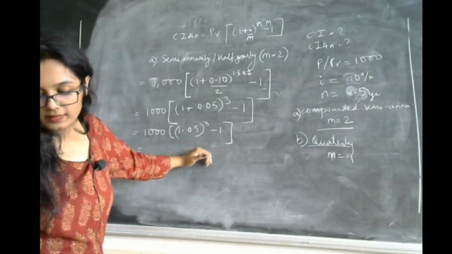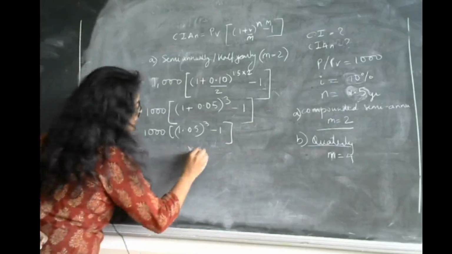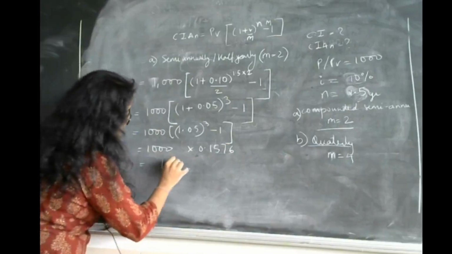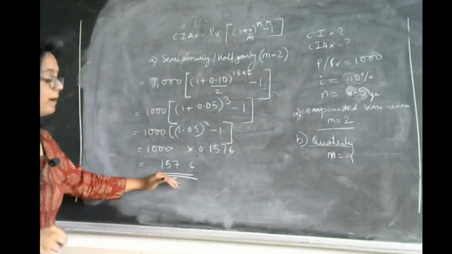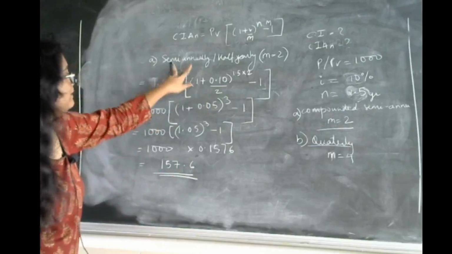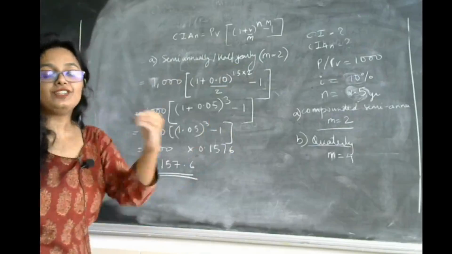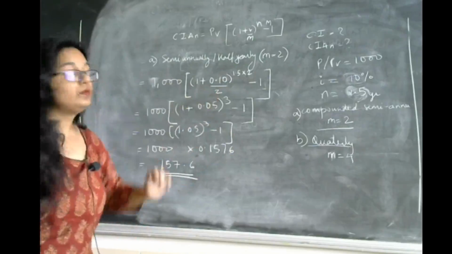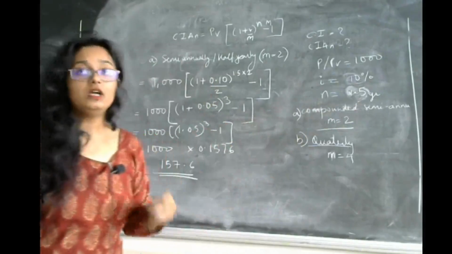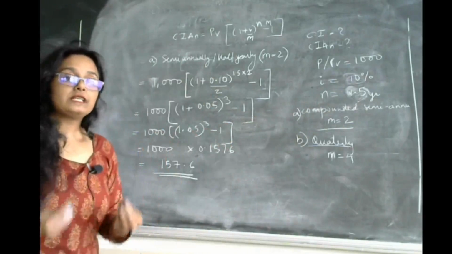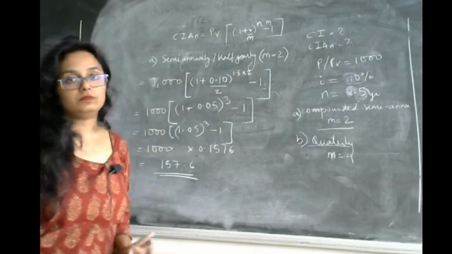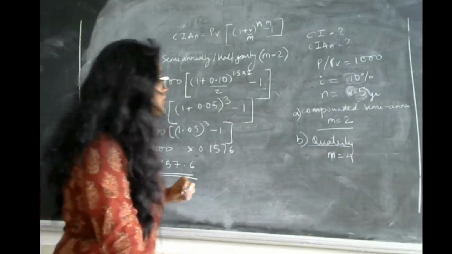You get 0.1576. Multiply it with the principal amount, which is 1000, and you will get 157.6. So this is your compound interest amount for semi-annually. You all understood why we are dividing by 2. Since semi-annually m is equal to 2, the number of times you are paid interest in a year is 2 times. Though you may have deposited it only for 1.5 year, they are paying you the interest semi-annually. That is the reason why we multiply the number of years with m, that is 2 in case of semi-annually. Now let us move on to quarterly.